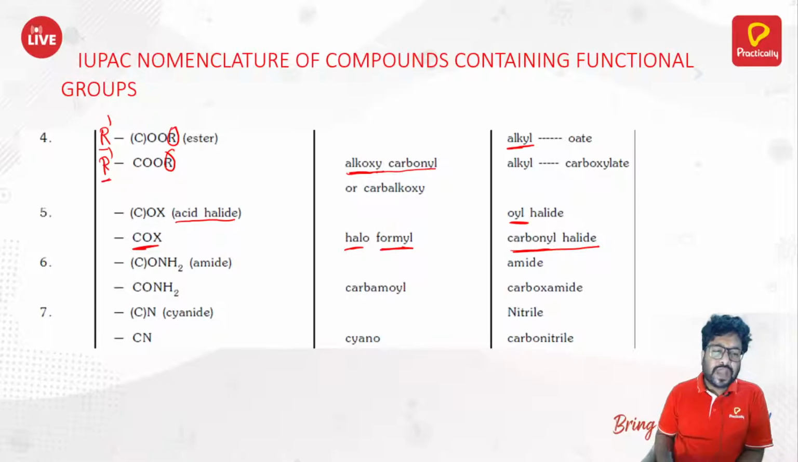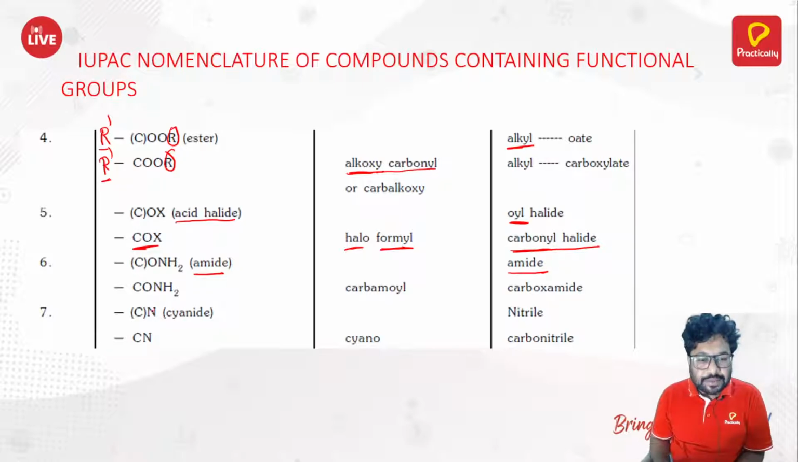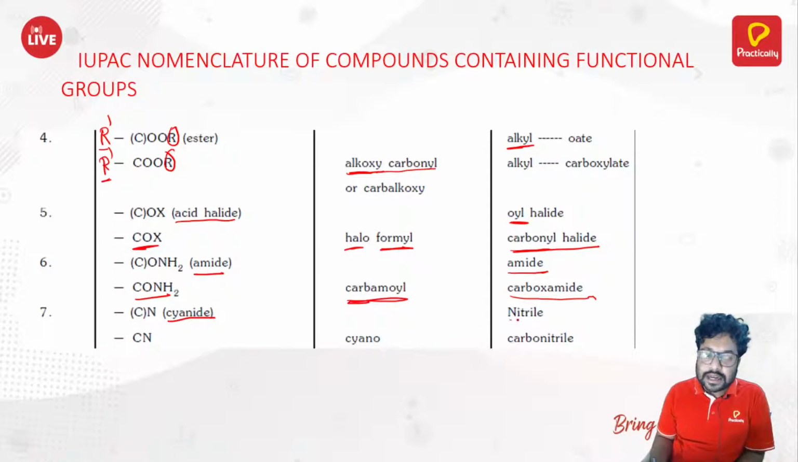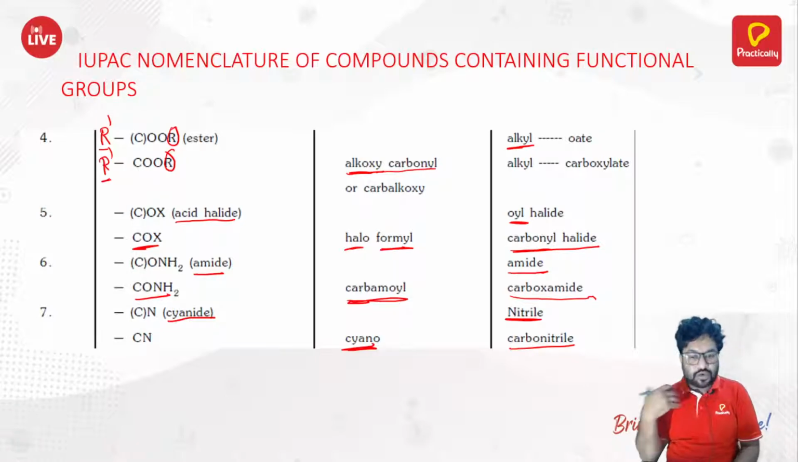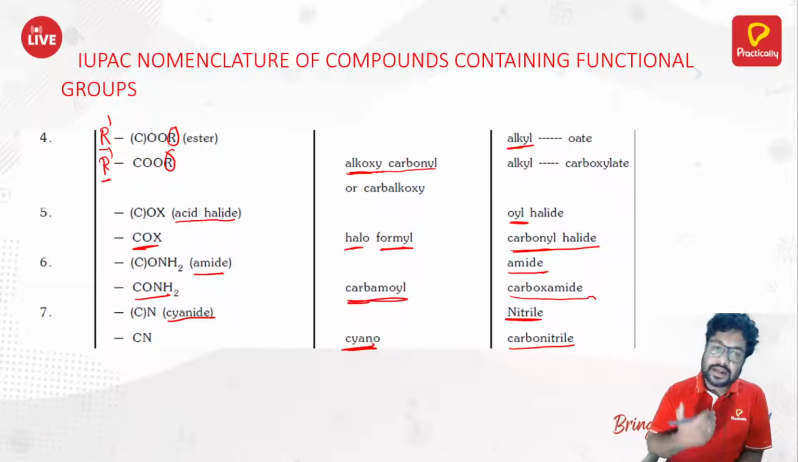Okay. Next, the amide. For amide, you write just amide, simply methanamide. But again, if you have a CONH2, then when it is a substituent, it becomes carbamoyl. Carbamoyl, carboxamide. Okay. Similarly, cyanide. When you have a cyanide, you call it just nitrile. But whenever it's a substituent, what do you write? Cyano. That's the prefix. Cyano, carbonitrile. Okay. So that is how you write all these functional groups as their prefixes or their suffixes.